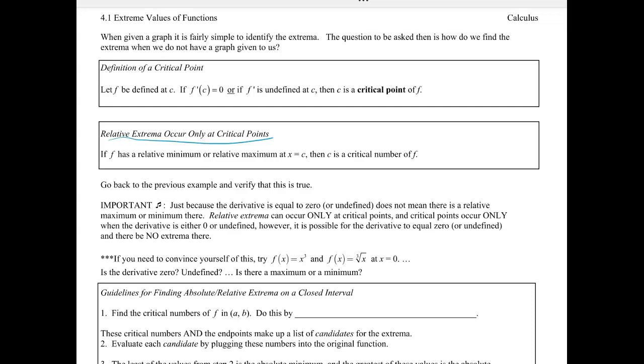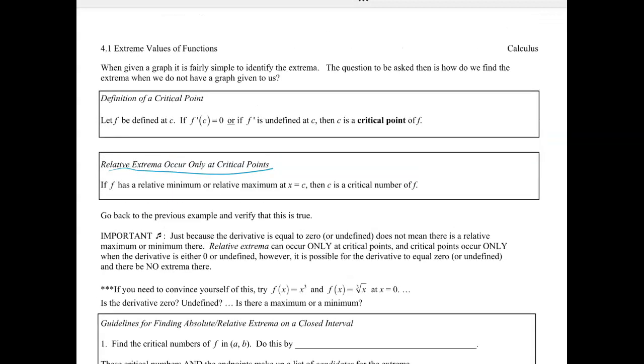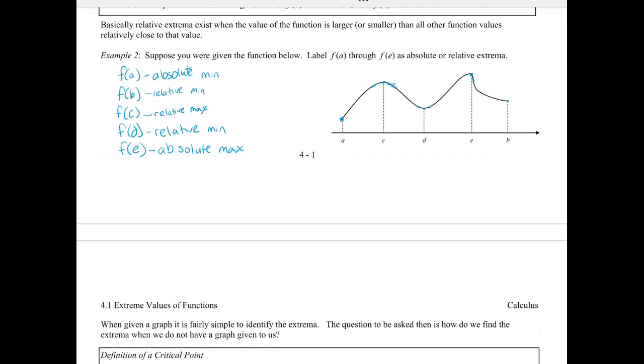If f has a relative minimum or a relative maximum at x equals c, then c is a critical number of f. The converse of this, though, is not necessarily true. All that we need to do is look at the previous example to see that.